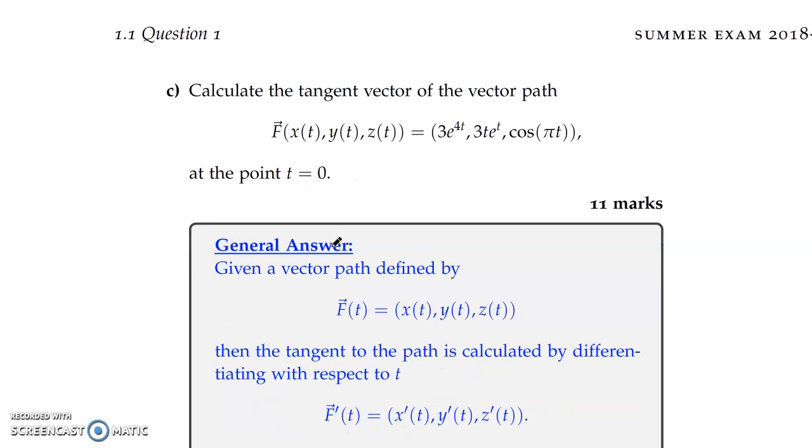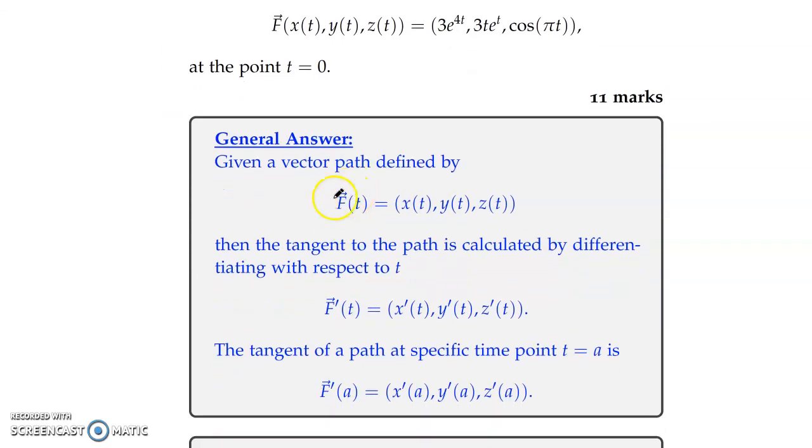So really what I'm saying is f(t) is equal to x as a function of t, y as a function of t, z as a function of t. Then the tangent to the path is calculated by differentiating with respect to t. So each component gets differentiated: x(t) with respect to t, y(t) with respect to t, and z(t) with respect to t. And then to find out what the specific tangent at the specific point is, you fill in the value of t equals a.